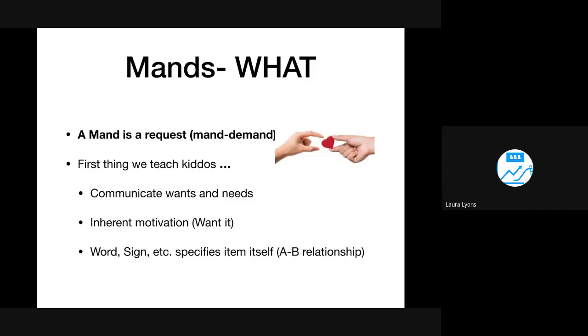We don't have to create situations or use any other reward or reinforcement other than the item or the activity itself. You want a cookie, there's motivation there. You ask for it, you get the cookie. You don't need to get a toy when you ask for a cookie because you're getting the thing that you specified in the demand or the request.